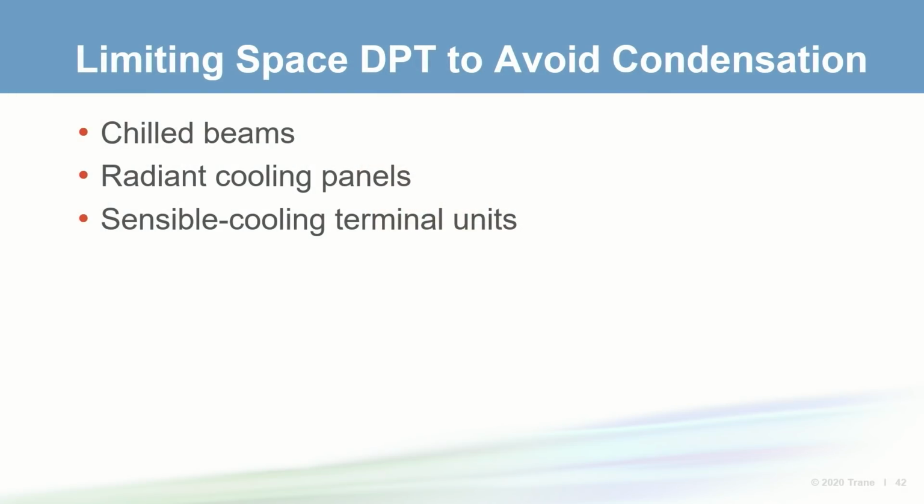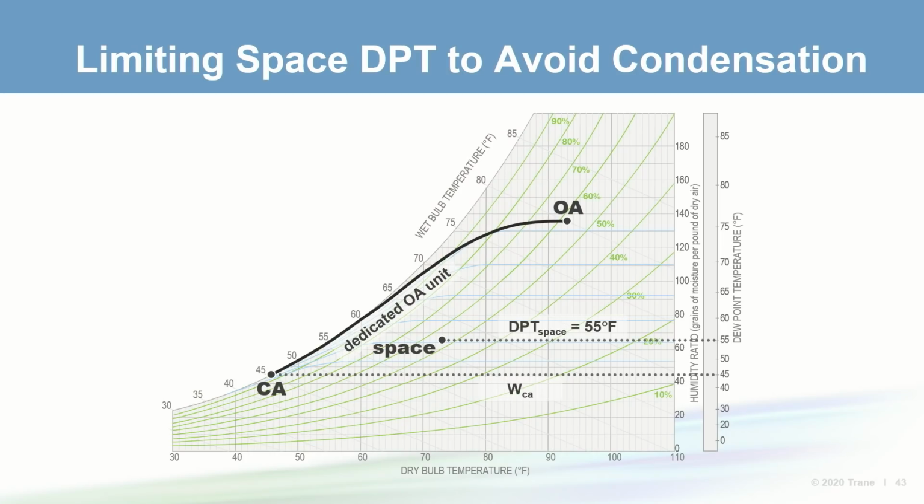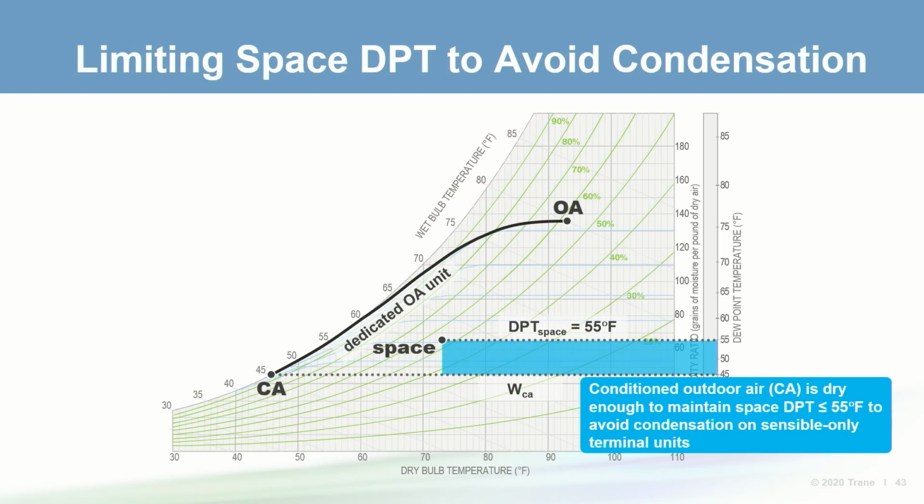Some terminals are designed to provide only sensible cooling, no dehumidification. Common examples include chill beams, radiant cooling panels, and sensible cooling terminals. When these types of terminals are used, the dedicated outdoor system is the only source of dehumidification. So it has to be designed to dehumidify the outdoor air dry enough so that it maintains the dew point in the space low enough to avoid condensation on the sensible only terminals. In this case, I'm showing the space dew point limited to 55 degrees, which is below the 57 degree water temperature that's typically supplied to these types of terminal units.